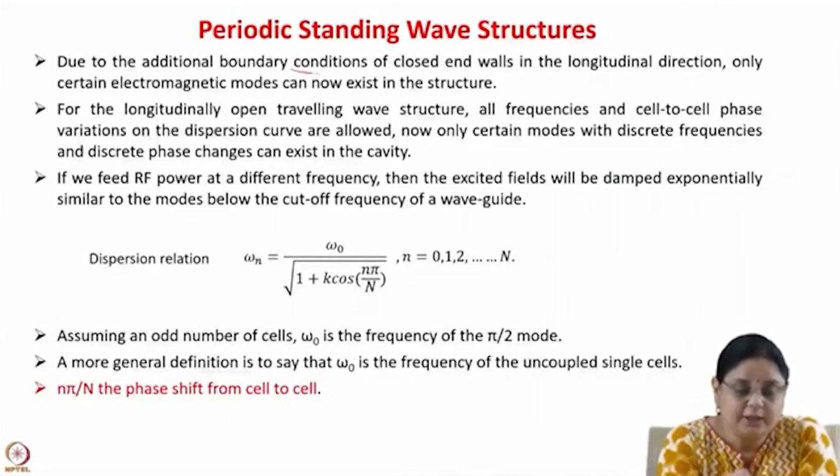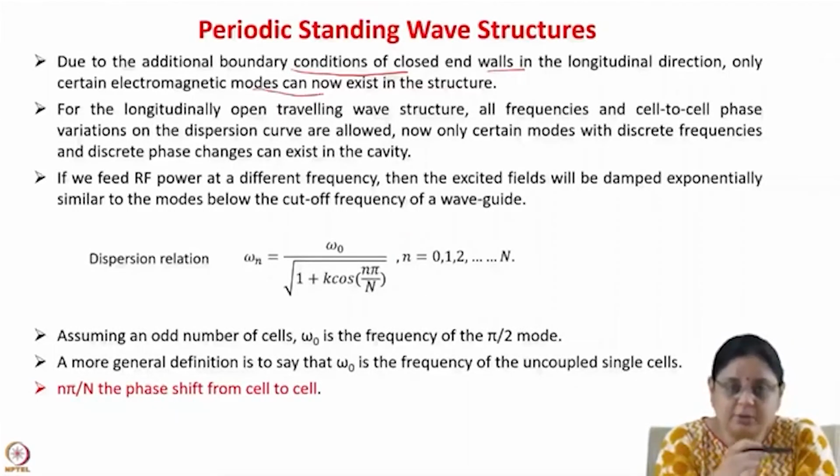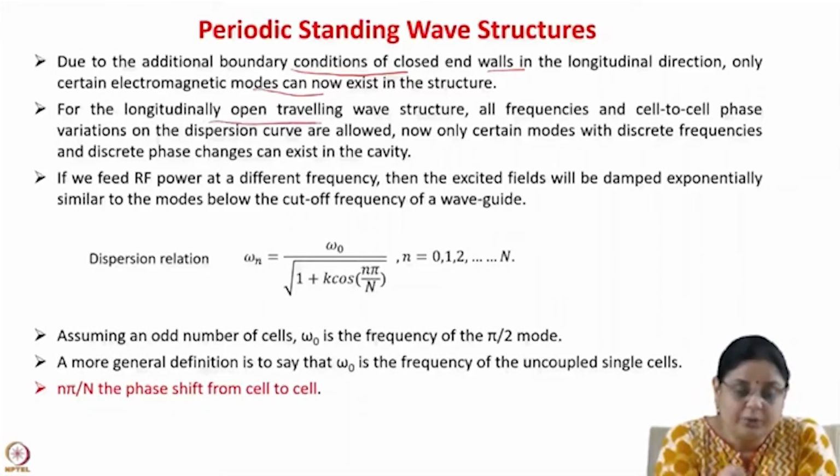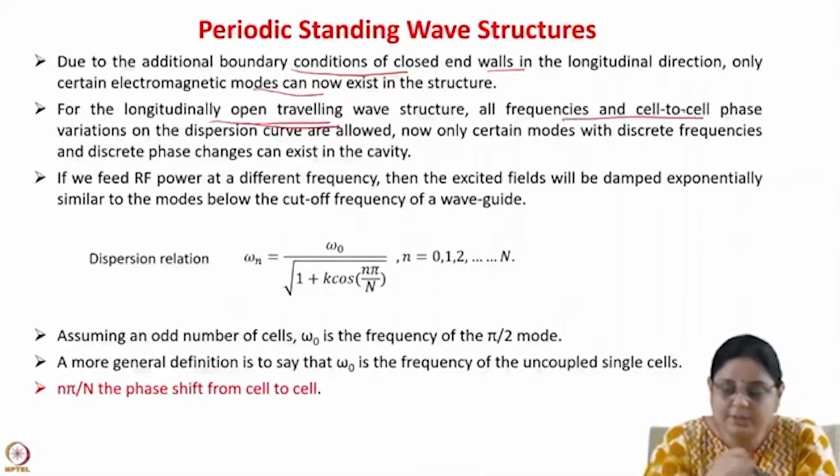So due to the additional boundary conditions of closed end walls in the longitudinal direction, only certain electromagnetic modes can exist in the structure. This is for a periodically loaded cavity. For the longitudinally open traveling wave structure, all frequencies and cell-to-cell phase variations on the dispersion curve are allowed. So in other words, the dispersion curve is continuous. Now only certain modes with discrete frequencies and discrete phase changes will exist in this cavity.